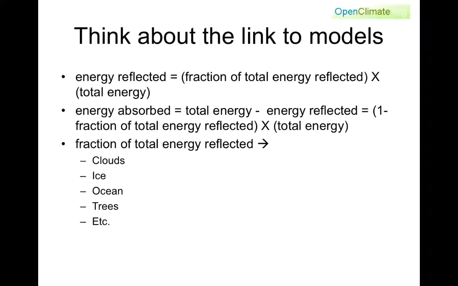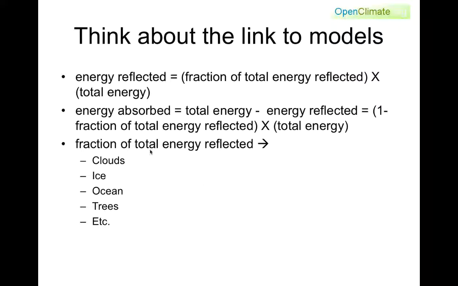If you want to think about how to quantify this, and you think about linking it back to a model so that we can both diagnose and predict what might happen to the climate, energy reflected is equal to the fraction of the total energy reflected times the total energy. This fraction of the total energy reflected is called the albedo. Energy absorbed is then simply the total energy minus the energy reflected. So it's 1 minus this fraction, the albedo, times the total energy.